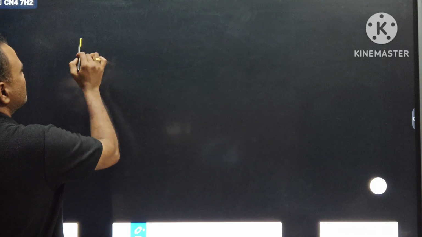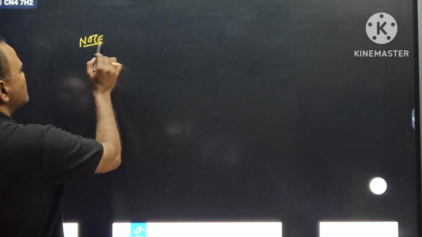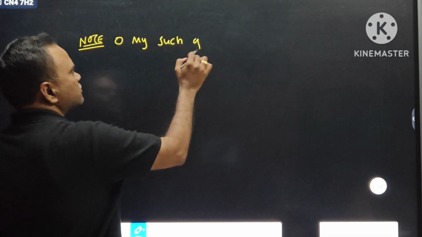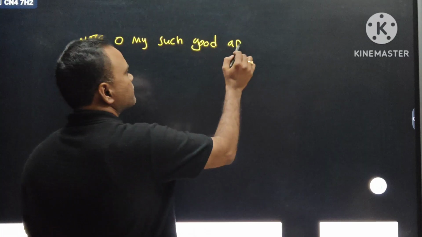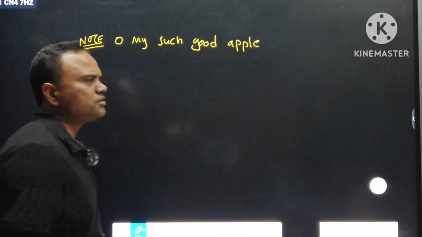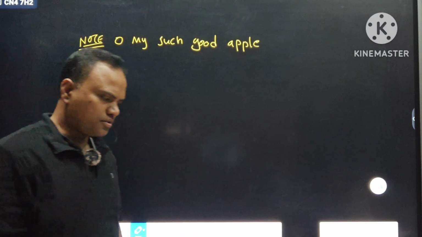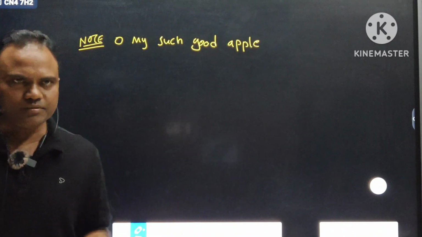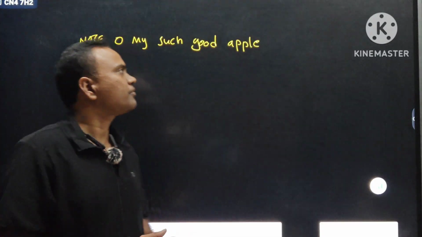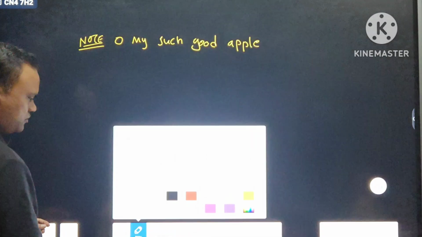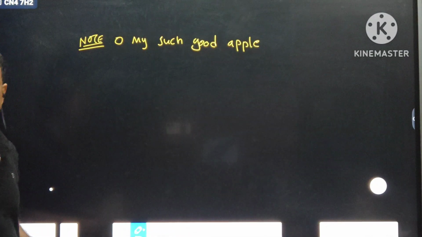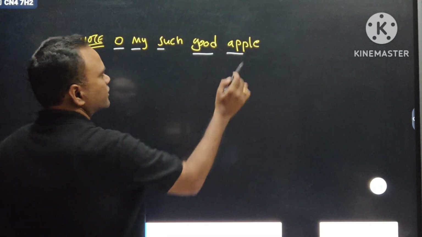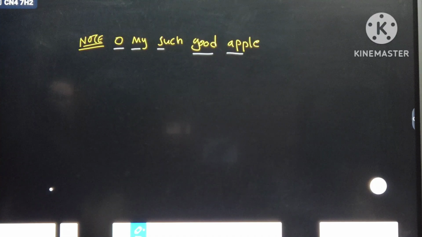See, I'll give you one code. This is already given in the nomenclature. Oh my such good apple. Because we'll get questions on this code directly or indirectly. Let us start with the names related to this code. Take the first letters O, M, S, G, A. First, listen.